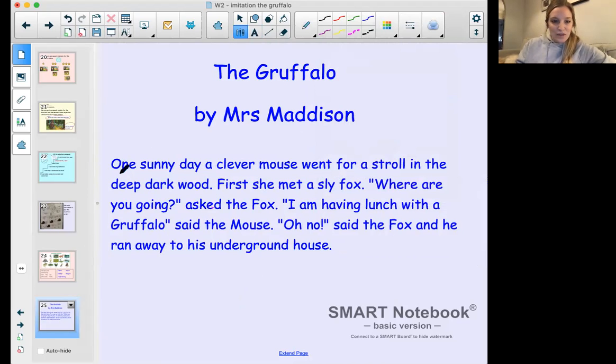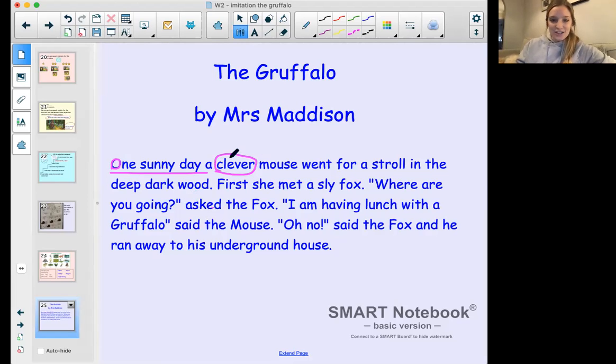One sunny day. Well, that is a lovely opener that we've taken right from our word mat. So that's a great opener. One sunny day. And I see I've got a capital letter at the start of my sentence. So that's fantastic. One sunny day, a clever. What kind of word is clever and why have I circled it? Have a think and let me know.